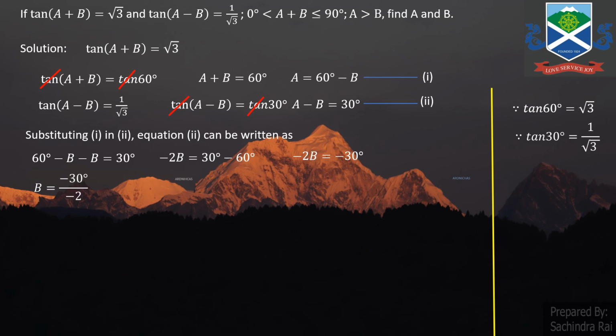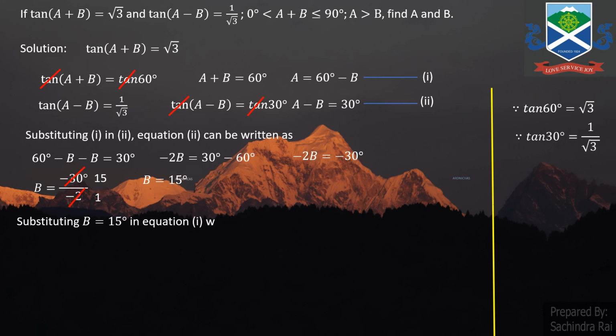b equals minus 30 degree by minus 2. 2 times 1 is 2, 2 times 15 is 30. So we get b equals 15 degree. We have found just one of the angles. We need to find the second angle, that is a also.